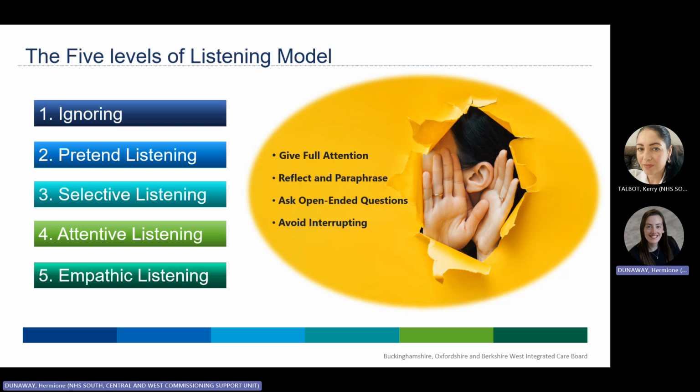So, using the 5 levels of listening model, it's quite clear that we should be in that level 5 within the appraisal process and one-to-one conversations with our staff members. But how can we ensure we're developing those empathetic listening skills?